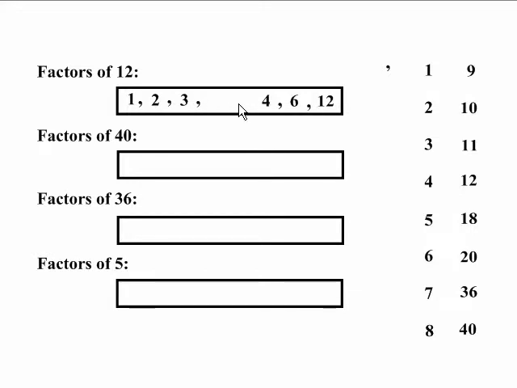So we have found all of the factors of 12. There are 6 of them: 1, 2, 3, 4, 6, and 12. I'll move these numbers over here so that we can see them better. Let's try the number 40. Since 1 and itself are always the factors of a number, we can start by putting a 1.